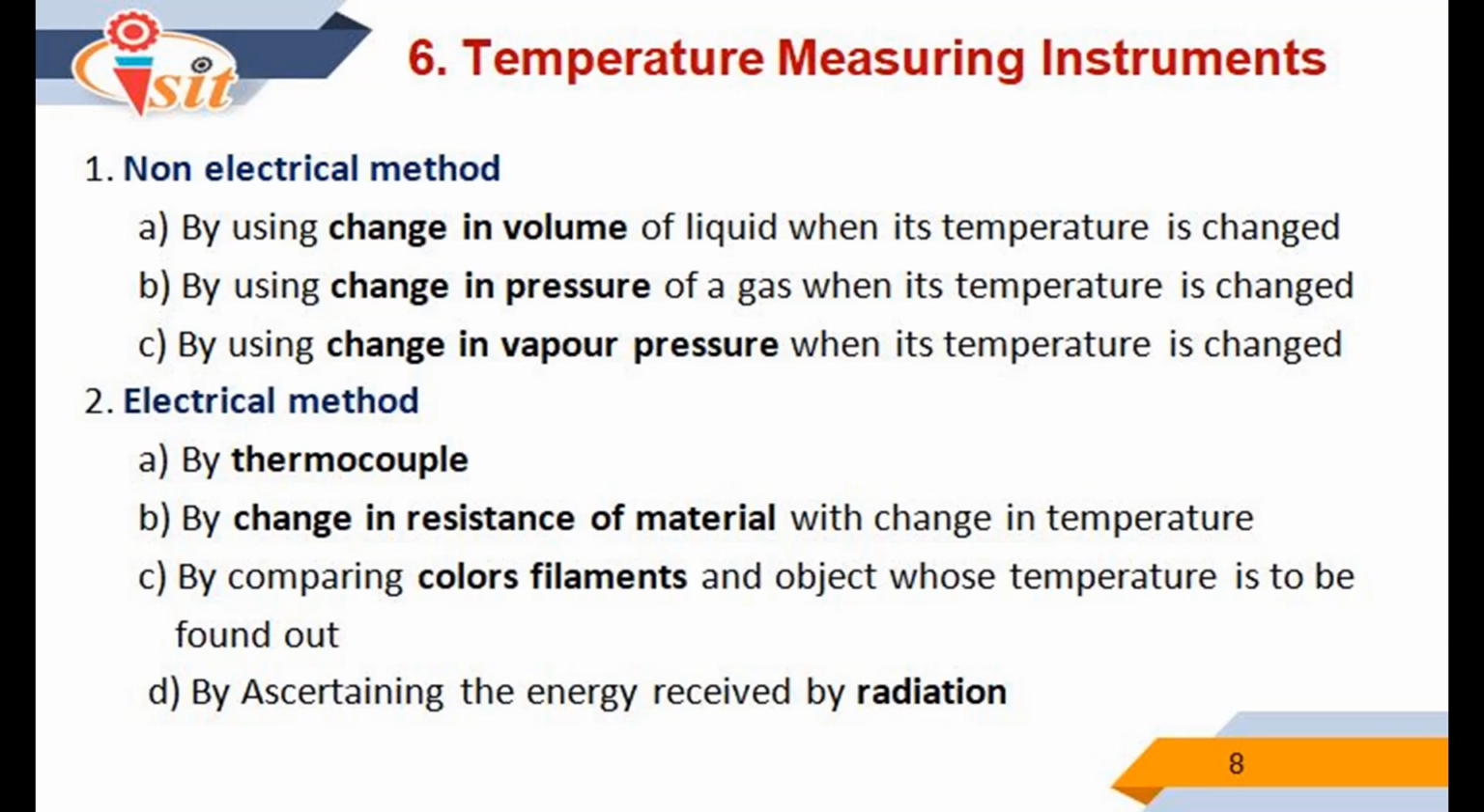Second point is related to the electrical methods. The electrical methods are divided into four types of temperature measurements. First one is by thermocouple. Second one is by change in resistance of a material with change in temperature. Third one is by comparing the colors of a filament and the object whose temperature is to be found out. And fourth one is by accelerating the energy received by the radiation.